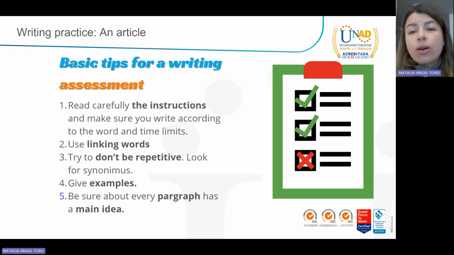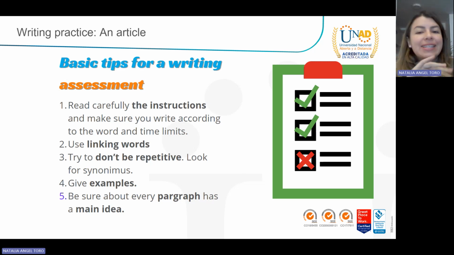The IELTS is the other one. So when we have to present that kind of assessments, or even assessment in our university or for a job, it's too useful to have in mind those five tips. So first one, read carefully the instructions and make sure you write according to the word and time limits.